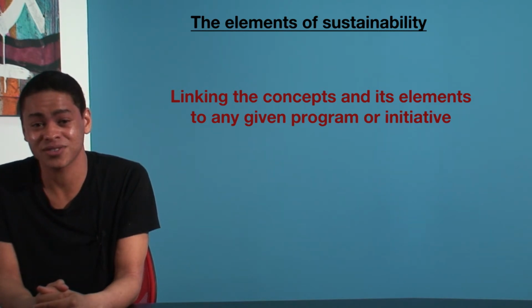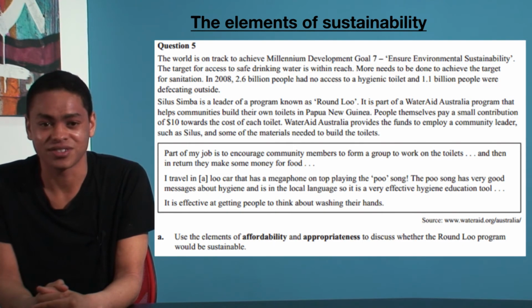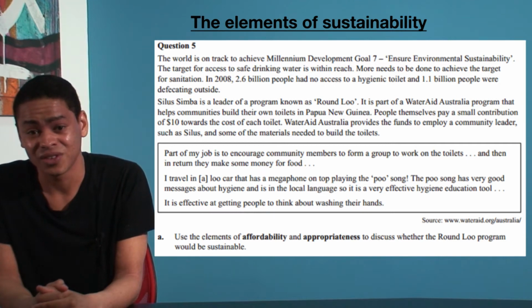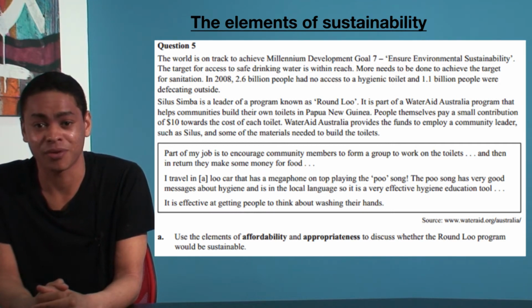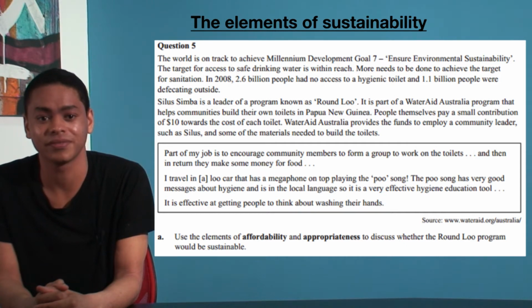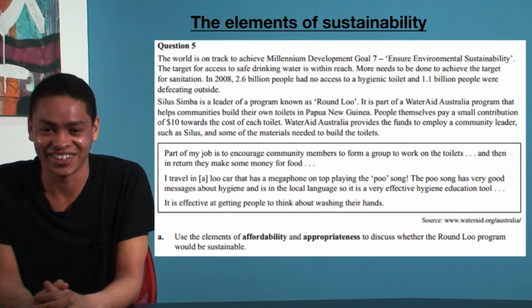For now, let's focus on a past question from VCAA. Here's one of my favorite ever exam questions. This is from the 2012 VCAA exam. The question itself reads, use the elements of affordability and appropriateness to discuss whether the Round Loo program would be sustainable. But what I really like is the accompanying case study.